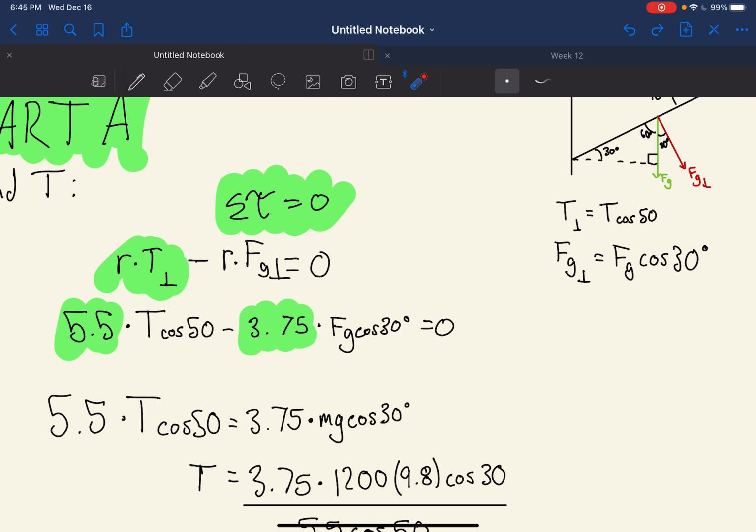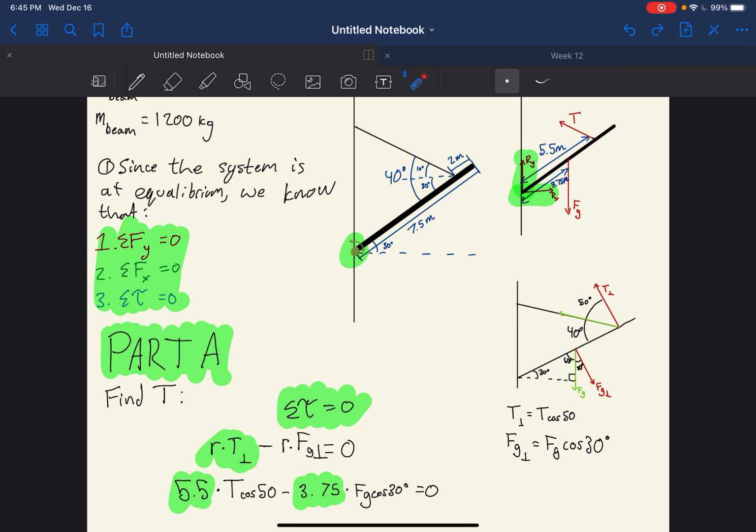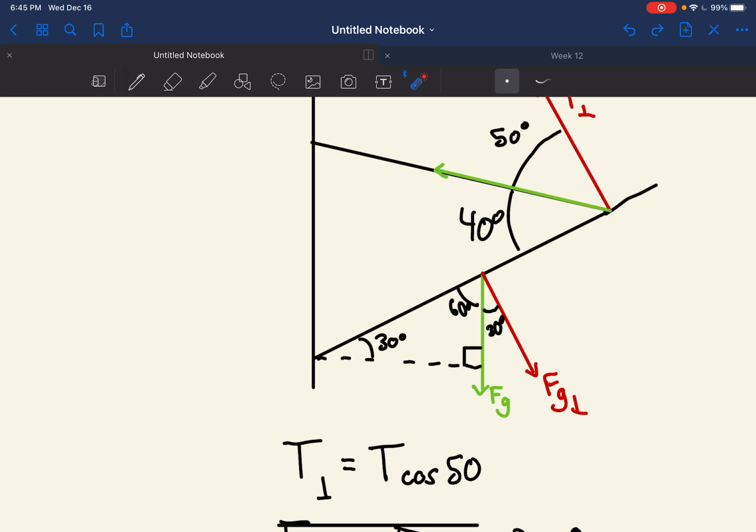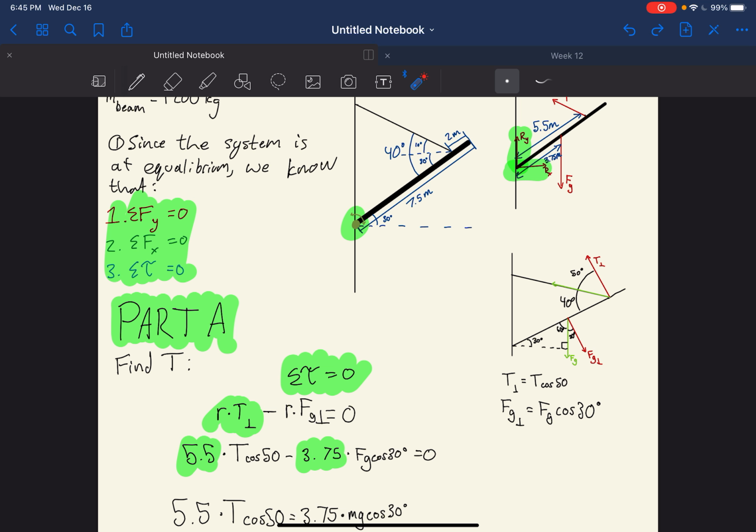And then the T cos 50 is T perpendicular. I found that up here. Which one? This one. So for the T perpendicular, we know that this is 40 degrees, so that's a total of 90 degrees here, and that makes this 50. So T cos 50 is equal to the tension perpendicular.